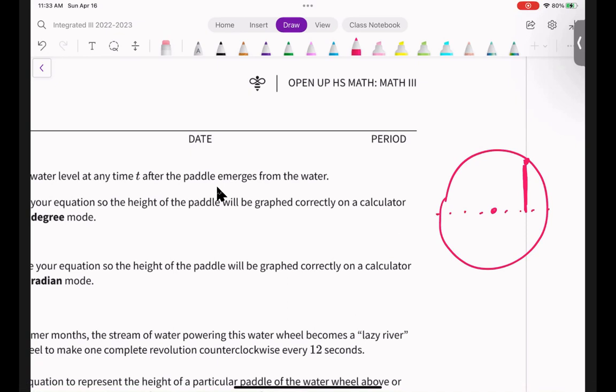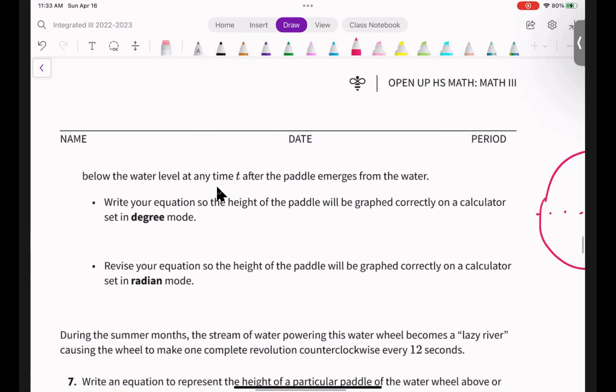The distance above the water. Which mode are you in? Are you in sine or are you in cosine? Hopefully you said sine, because sine uses the y coordinate. So I'm going to be using sine. This is going to say sine of something, and we'll use h of t because that means the height. So it's just the sine of something.